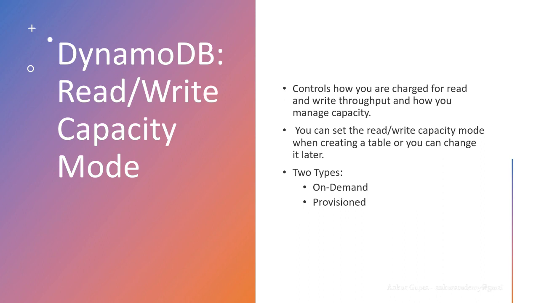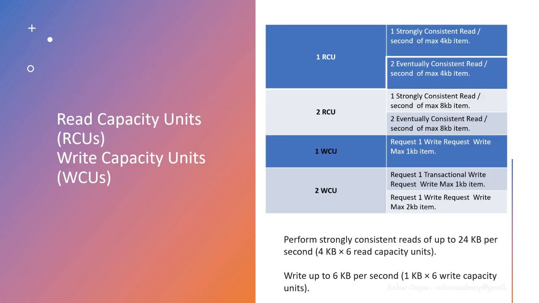When we create a DynamoDB table, the default mode is on-demand mode, and the auto scaling option is enabled by default. Both these read and write throughputs are defined in units. So in provisioned mode you need to define both read capacity units, or RCUs, and write capacity units, called WCUs.